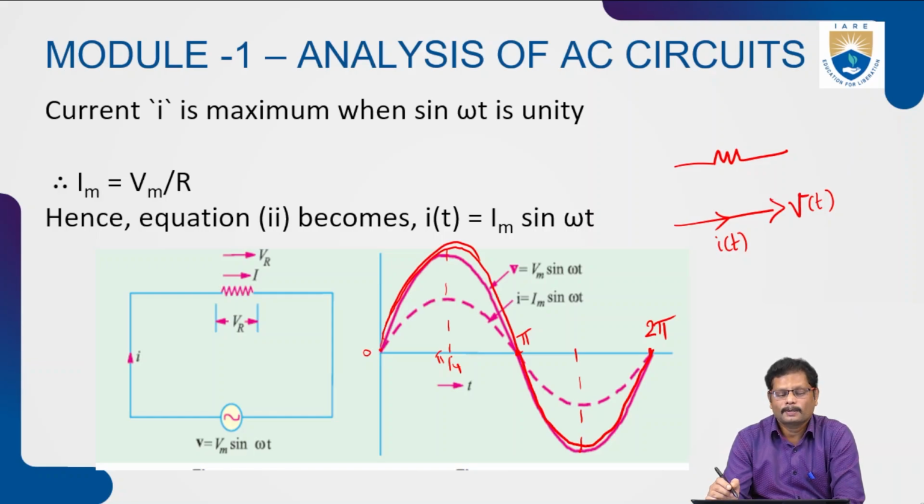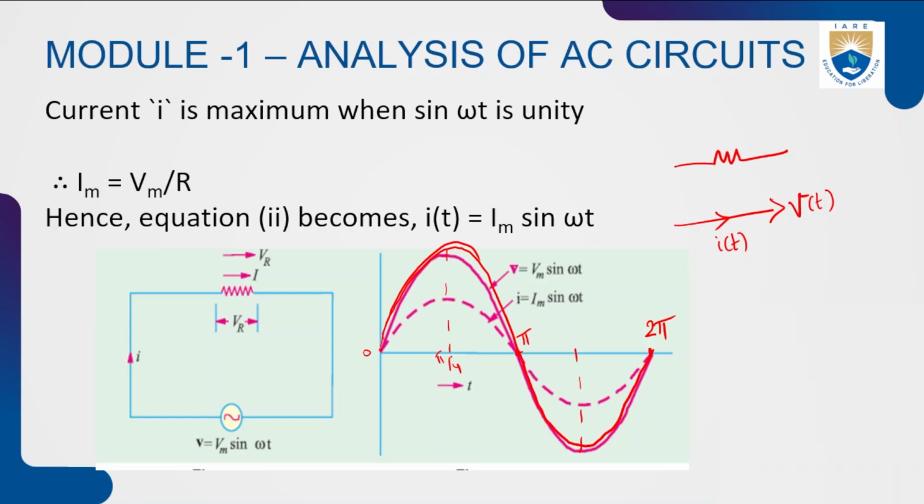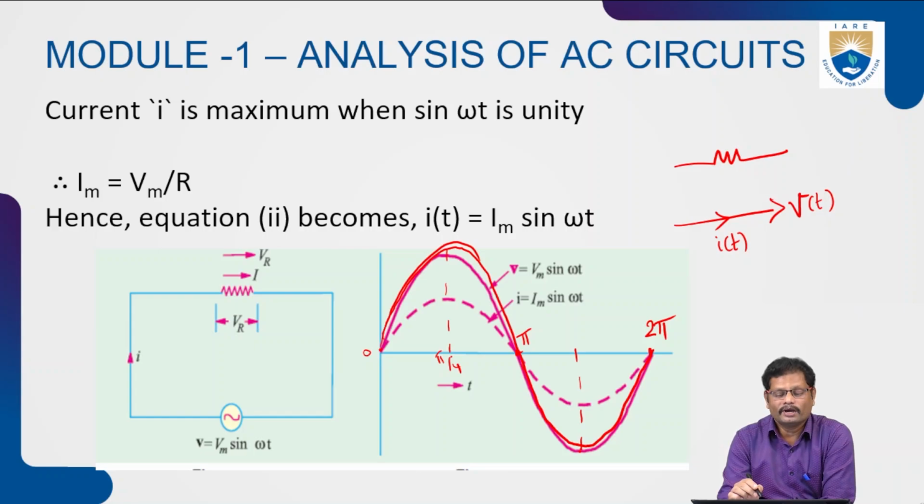Hence the current I is maximum. We know from this equation that at theta equal to 90 degrees, sin omega t is unity. So when sin omega t is unity, Im equals Vm by R. From equation 2, applying the sin theta value as unity, Im equals Vm by R.